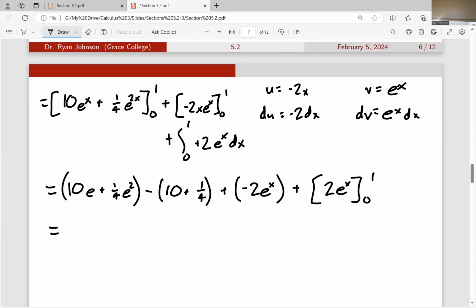So let's get all my e squareds together. I've got 1/4 e squared. All my e's together, I've got positive 10 minus 2 is 8, but then plus 2 is again 10, so plus 10e. Then let's get all my numbers together. I've got minus 10 1/4 minus 2, so minus 12 1/4. I'll just keep it as a mixed fraction. Okay, and that's my answer.